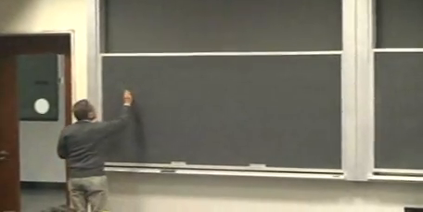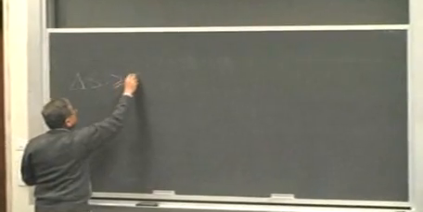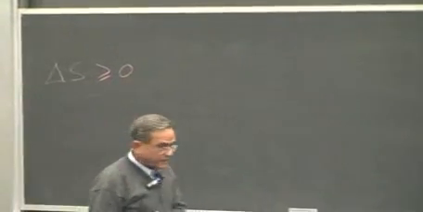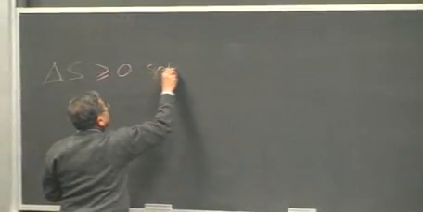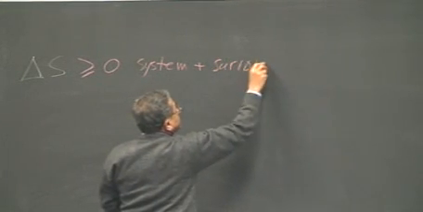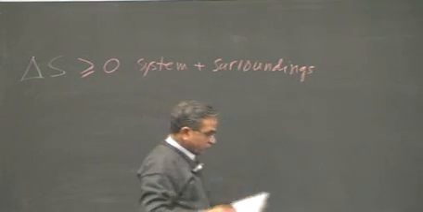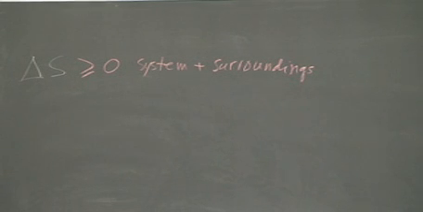Delta S greater than or equal to 0 is for system plus surroundings, as a law. Okay? I hope that also answers the question. Any other question about this?